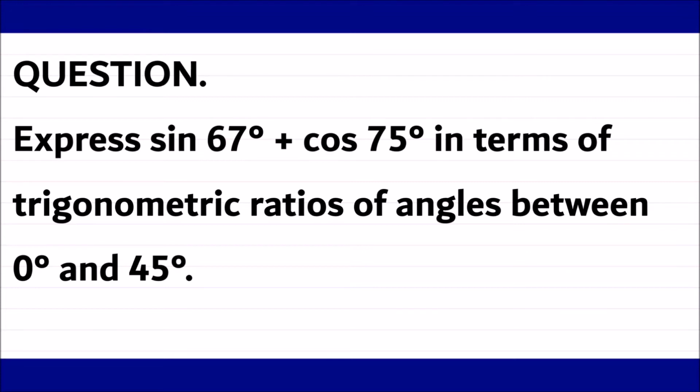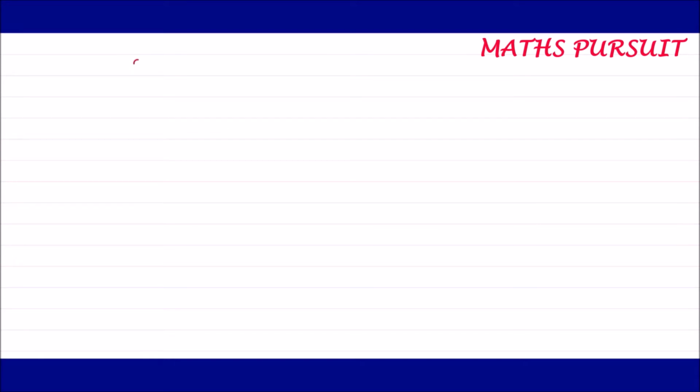Now, what is being given? It is being given sine 67 degree plus cos 75 degree. Now guys, the question is asking us to reduce these things to such a form so that it lies between 0 degree and 45 degree. That means these particular angles we should put in such a way so that they lie between 0 degree and 45 degree.